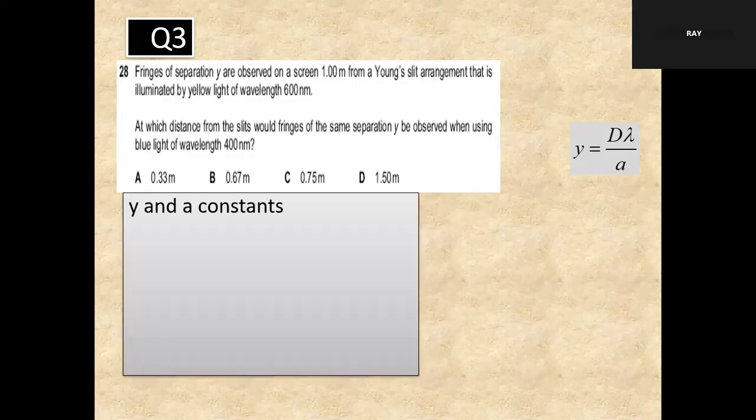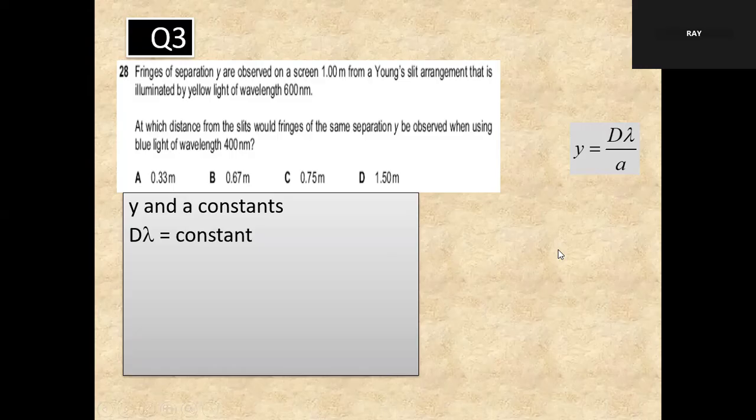We are told, at which distance from the slits would the fringes of the same separation, y, be constant, when we observe using blue light of the same wavelength? So they are using the same double slit. So a is a constant.